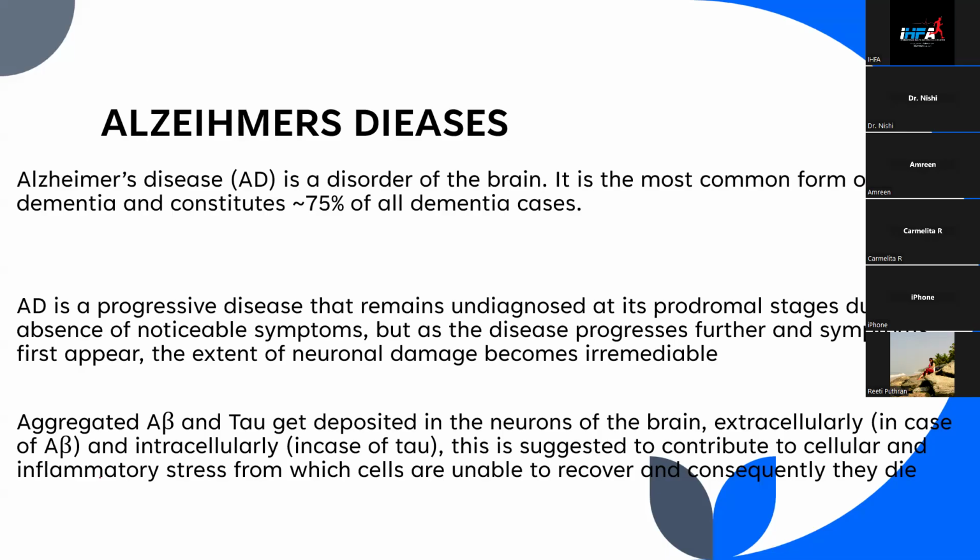Alzheimer's disease is a progressive disease that remains undiagnosed in the early stage. It is very difficult to notice the symptoms of Alzheimer's. In Alzheimer's disease, there are abnormal proteins like amyloid beta and tau proteins which get deposited inside the gray and the white matter and the neurons of the brain. These brain cells and neurons don't function properly, and because of that, the patient has dementia symptoms.